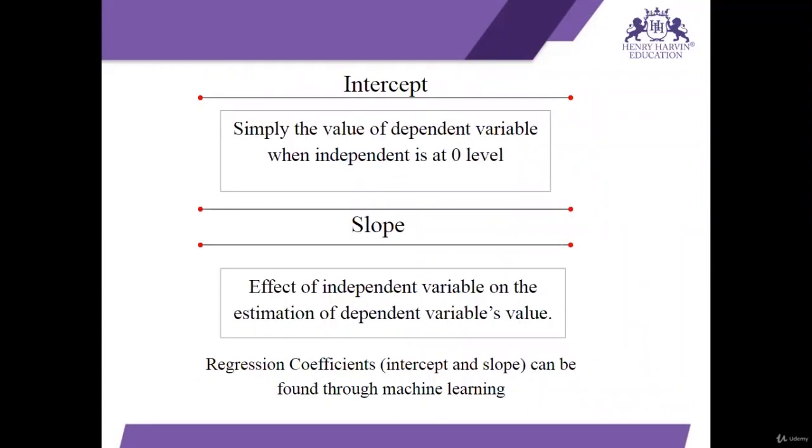So what is intercept? Intercept simply means the value of the dependent variable when the independent variable is at 0. And slope is the effect of the independent variable on the estimation of the dependent variable's value.